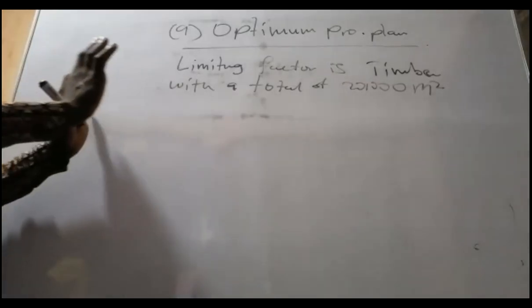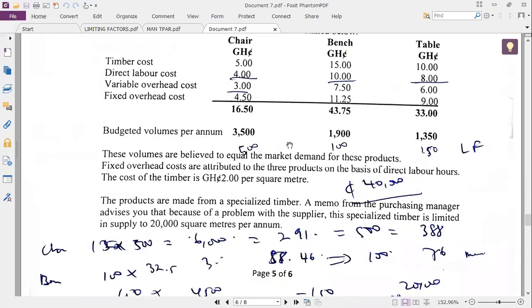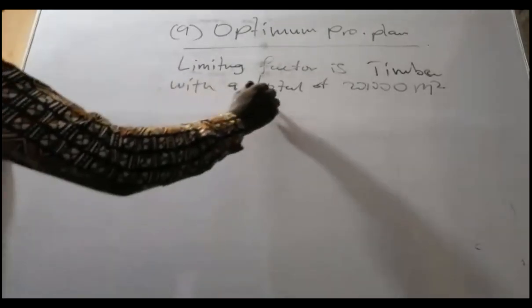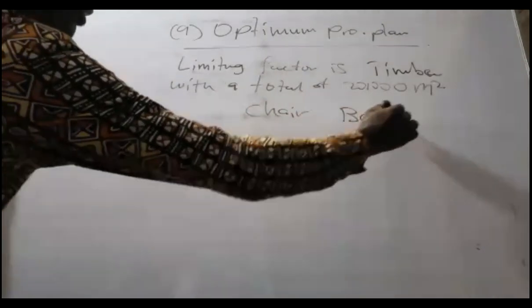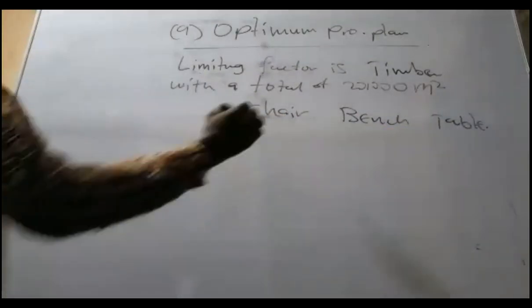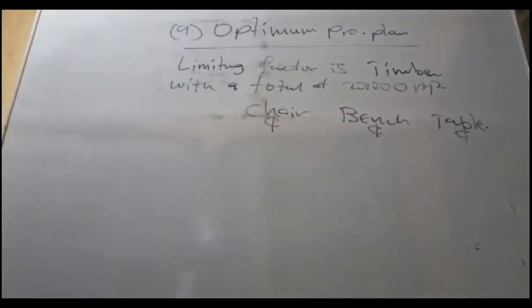So right from step 1, the next step is we just have to record the name of the products. There are 3 products: chair, bench, and table. Then we are done. Bring your Ghana cedis here. How do we get it? Good.